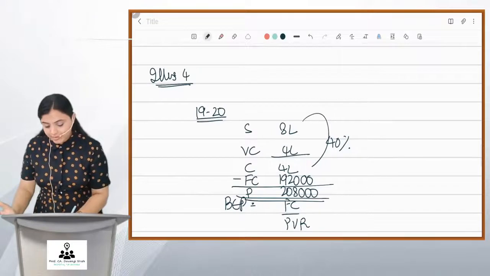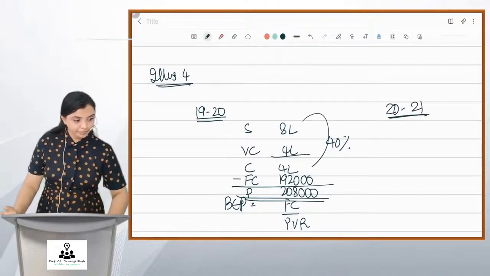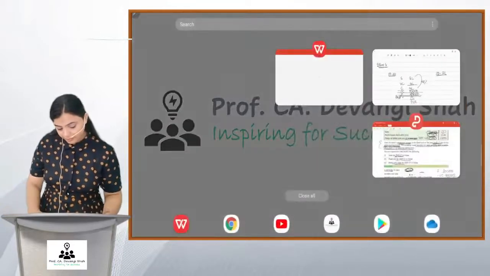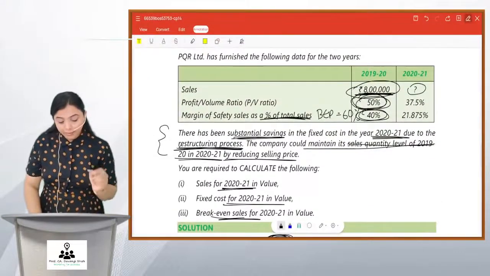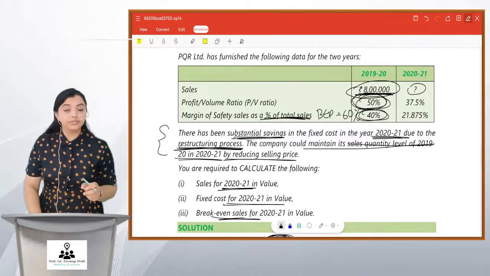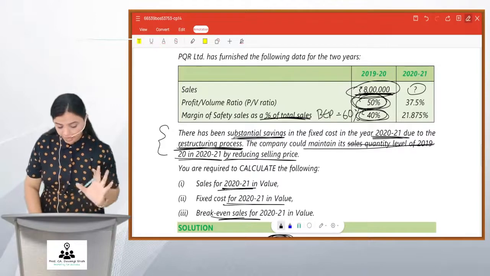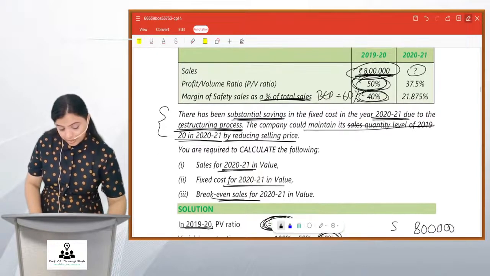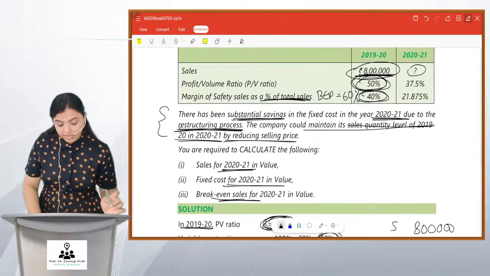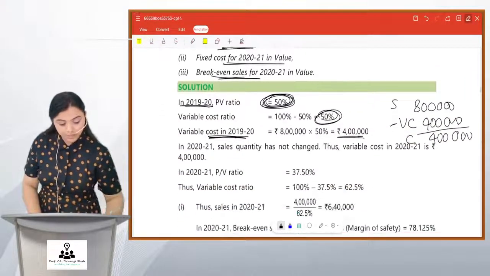Now friends, let us have a look at the year 2021. PV ratio is 37.5%, and margin of safety is 21.875%. Okay. Calculate the sales, fixed cost and BEP. Three things are asked. So how will you do it?